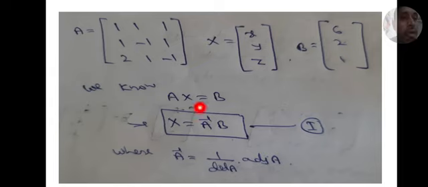Then Ax equal to B, you can write x equal to A inverse B. In this, we have to first find A inverse. A inverse means 1 by det A into adjoint A. What is the det A?